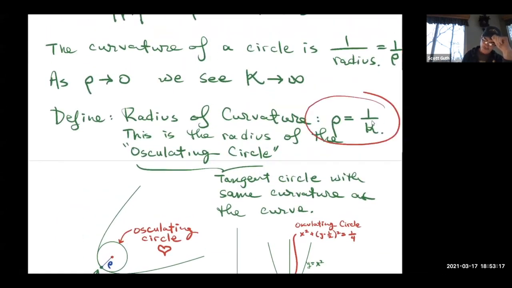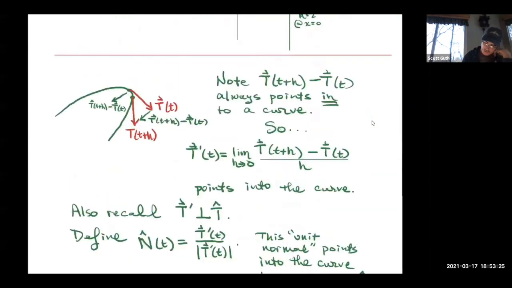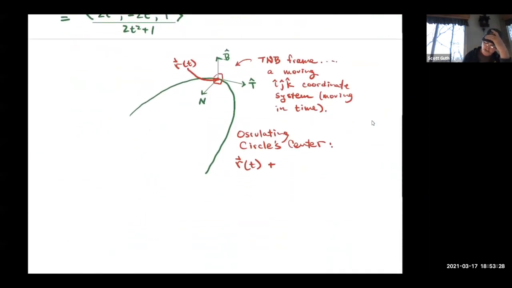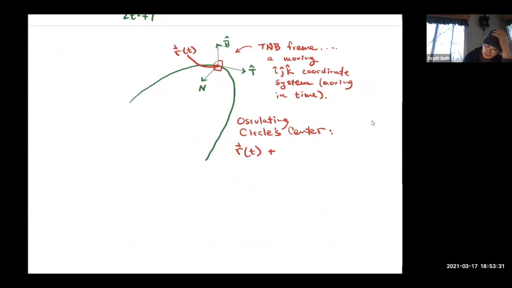The radius of curvature is the radius of the osculating circle. Remember, N is a unit vector, so you would go a distance of rho in the direction of N. So you would do rho of t times the unit vector N of t. N gives the direction, rho gives the distance. That expression gives the osculating circle center at any moment in time.